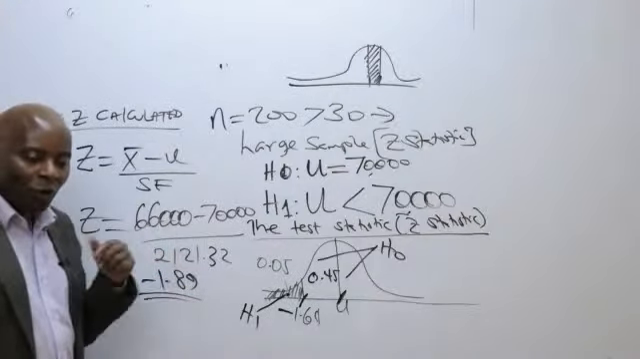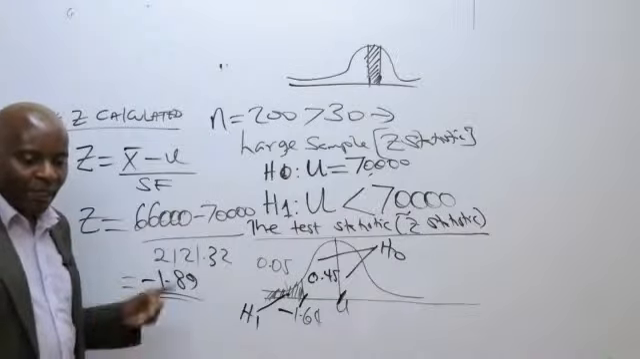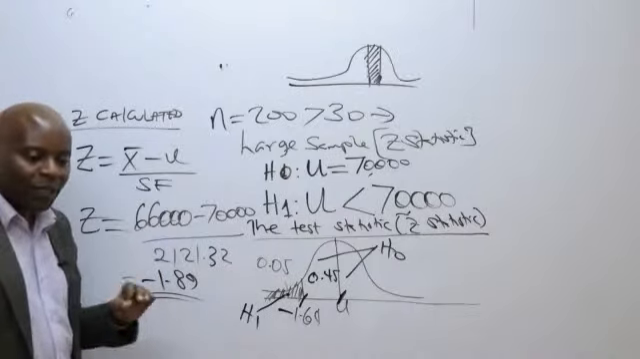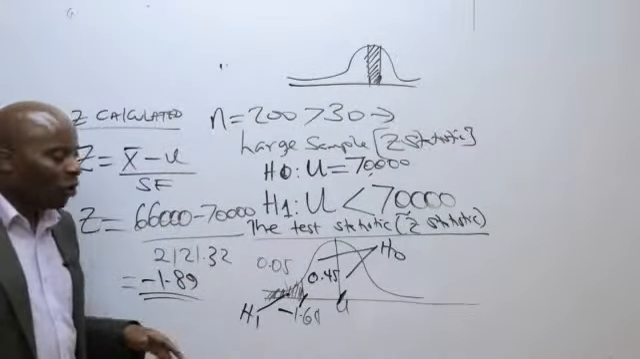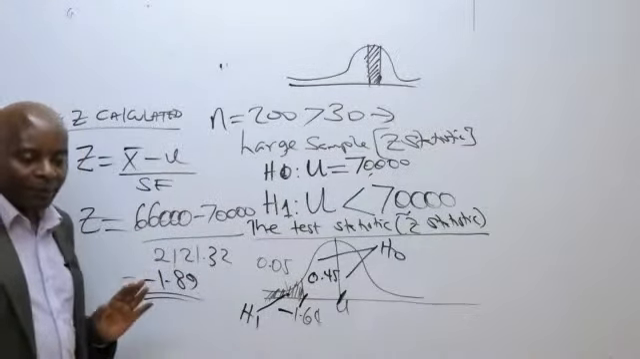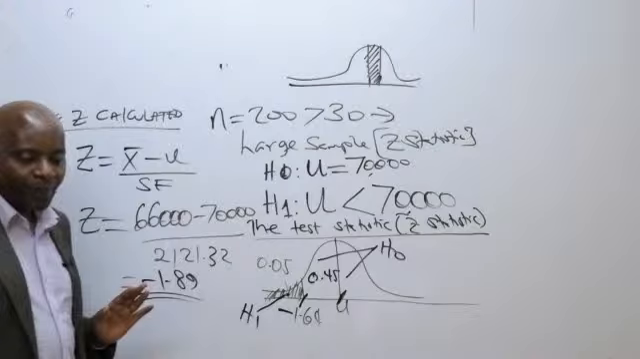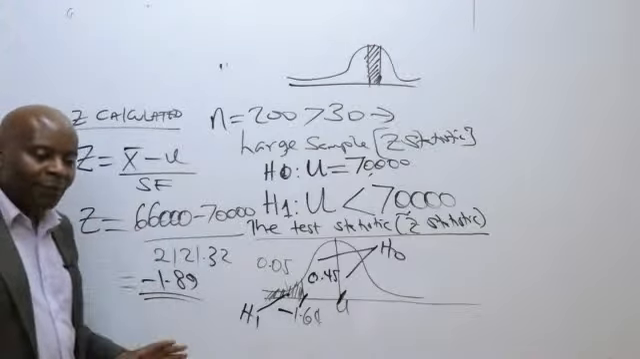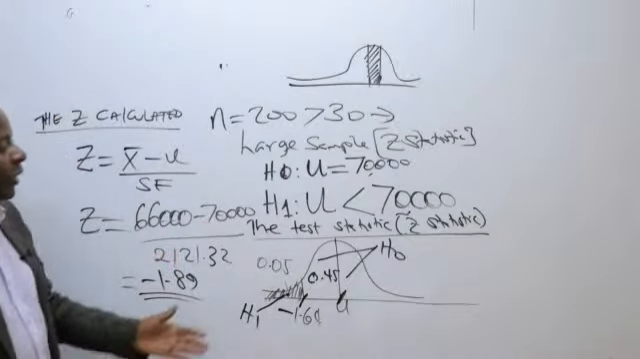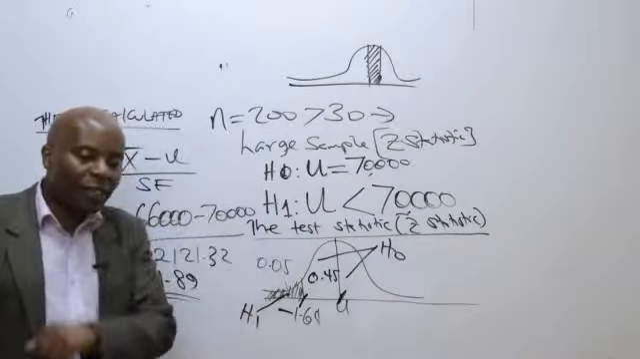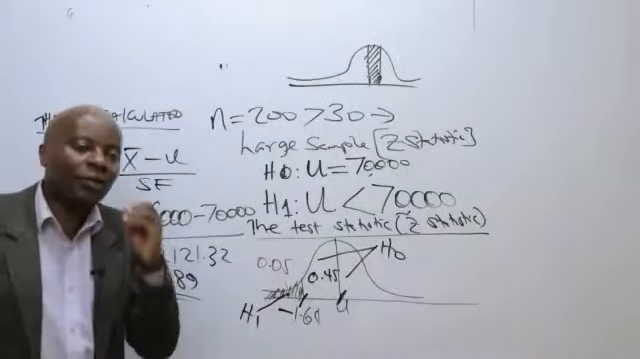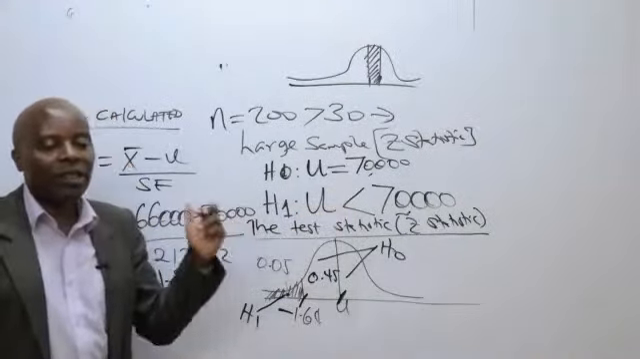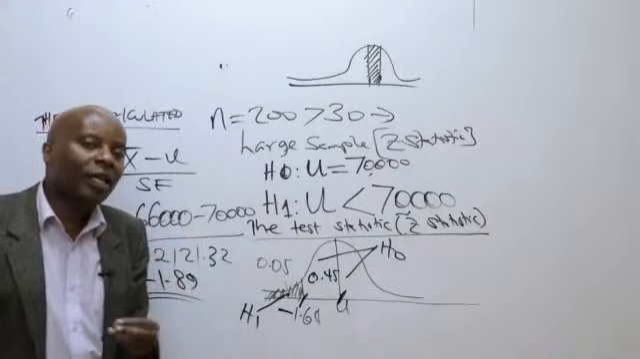and therefore we accept H1, because shaded area is for H1. And if we are accepting H1, what are we saying? That this lady who was saying that this system is not effective was right. The lady who was saying that the system is not effective, that less than 70,000 receipt is what we will be getting, then the lady is correct.